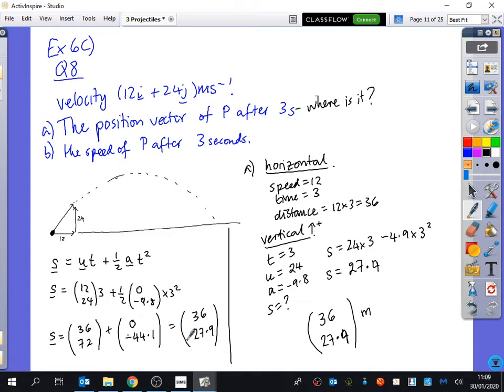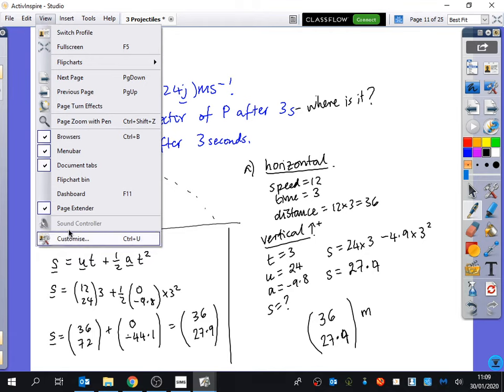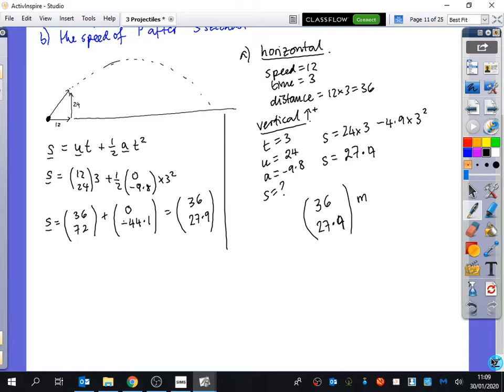Now, the second part, maybe there are some different things we need to do here. So we want to find out the speed of p after 3 seconds. Well, what's the horizontal speed of p after 3 seconds? Yeah, the horizontal speed is 12, because it's constant. So we're going to think about what the vertical speed is.